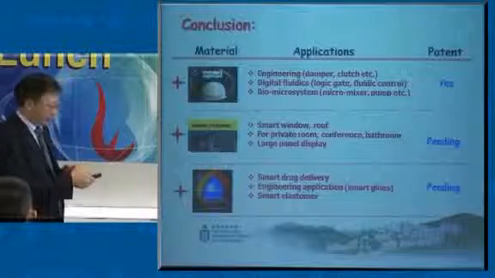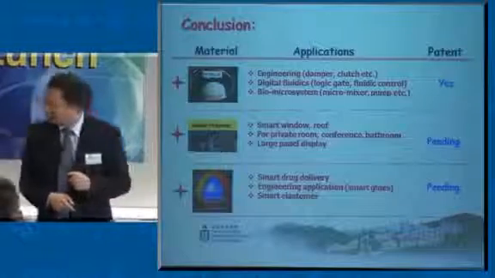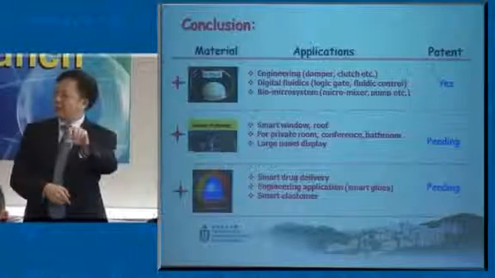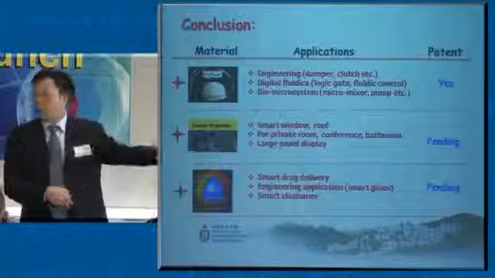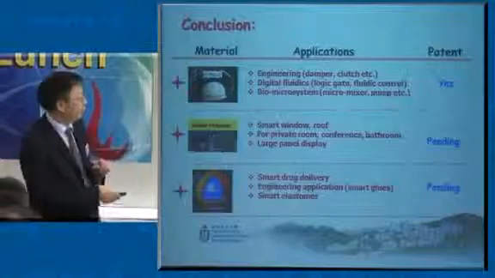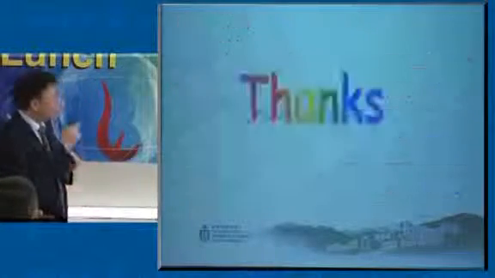Another one, you can use a smart elastomer. Smart elastomer, you can use in a damping system. You can even use it in a train damping system with this material. Okay, so thank you very much.